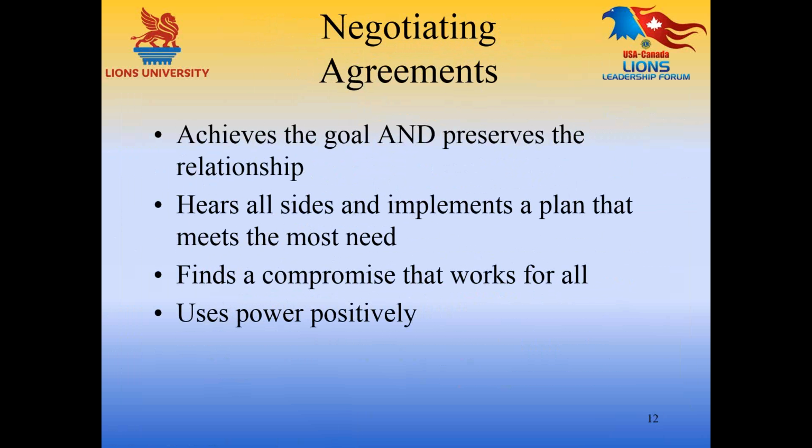When negotiating agreements, a diplomatic leader achieves the goal to solve a problem, manage a conflict, or seek a solution, and preserve the relationships. Negotiating means bargaining for power. A diplomatic leader hears all sides and works to implement a solution that meets the needs of all parties, or at least finds a compromise that works well for all. Power is not used negatively.